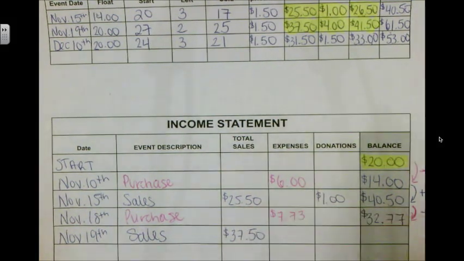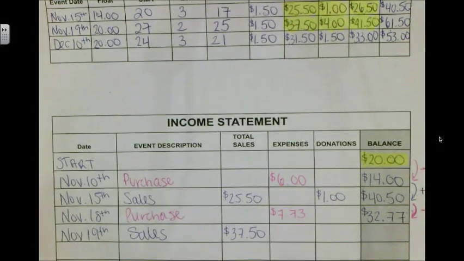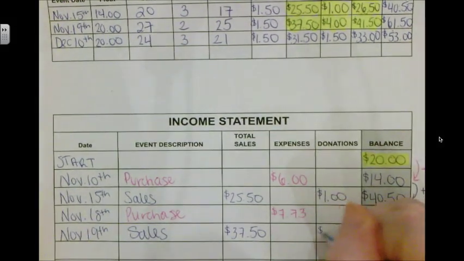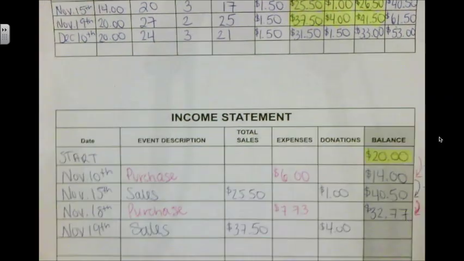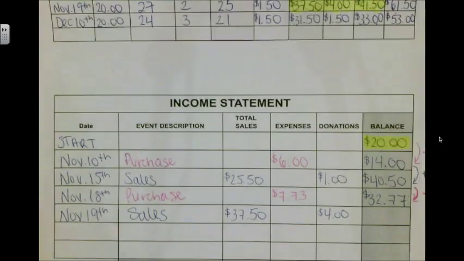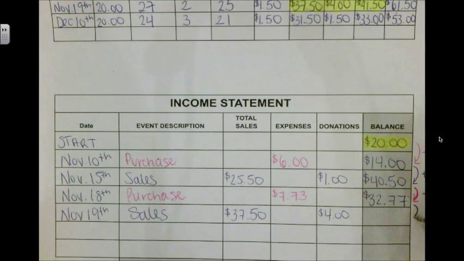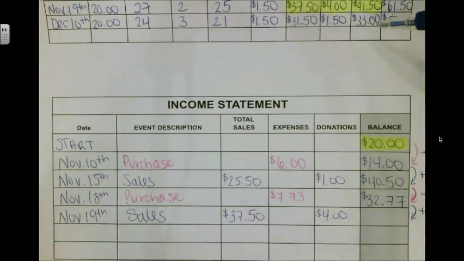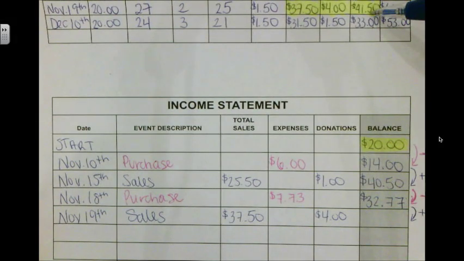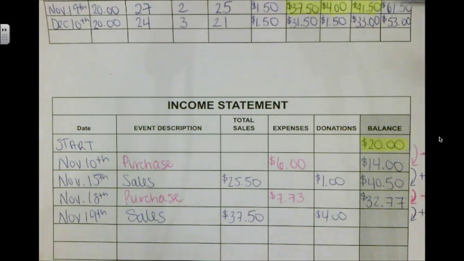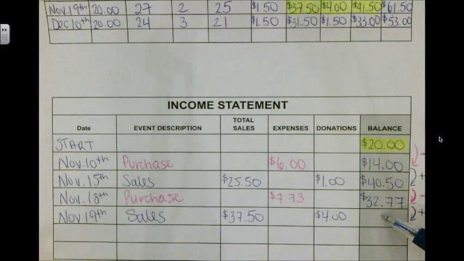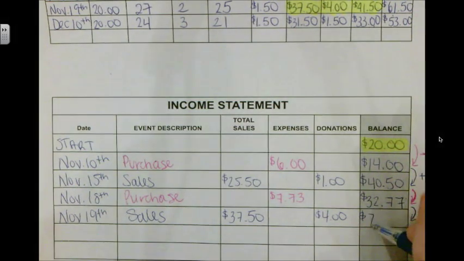So here, I'm going to add my $37.50 for my total sales. I'm going to add up my $4 for donations. And so now my balance here, this is going to be added to my $32.77. So I'm adding $41.50 from up top. My total amount of profit is going to be added to $32.77. So if you do that calculation, you should get $74.27.